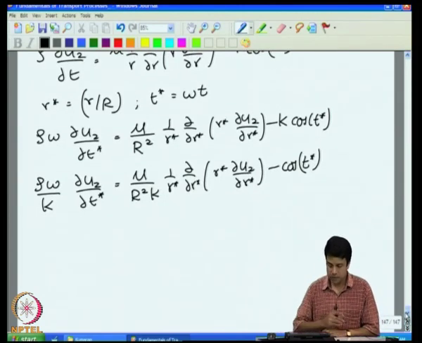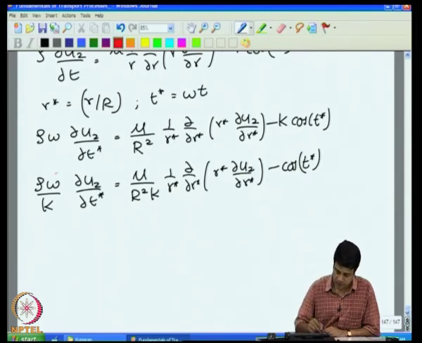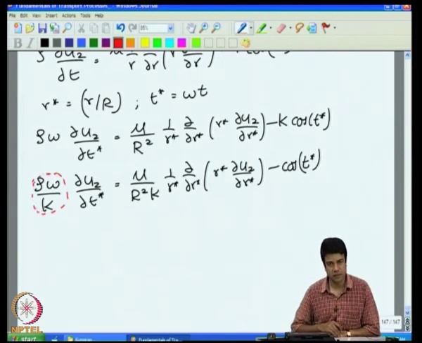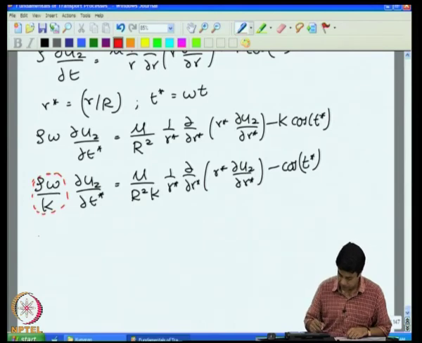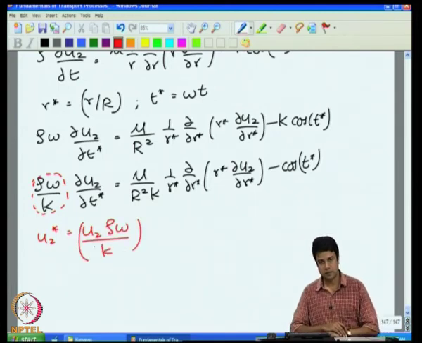And if I am interested in the limit of high Reynolds number, I have to scale velocity by the inertial scales. So, I should define u z star is equal to u z rho omega by k. I should be defining u z star in this manner.